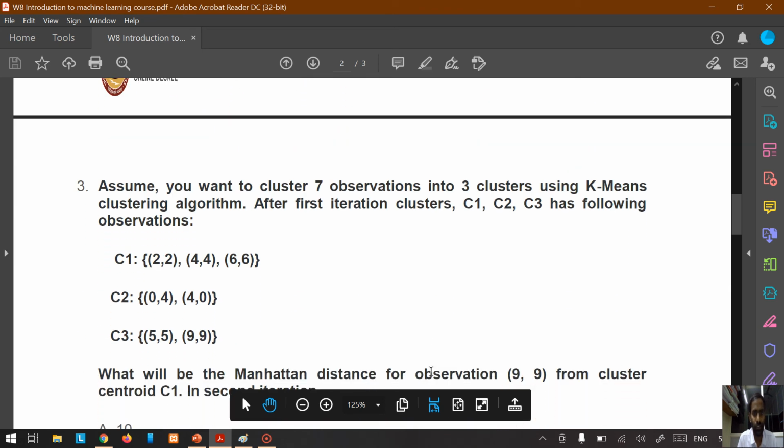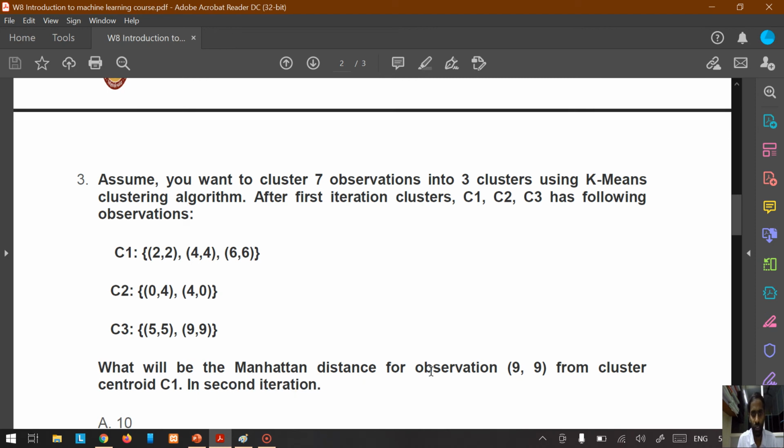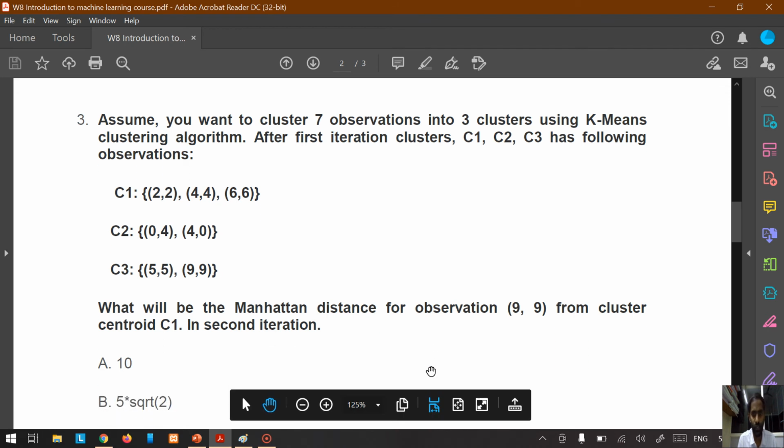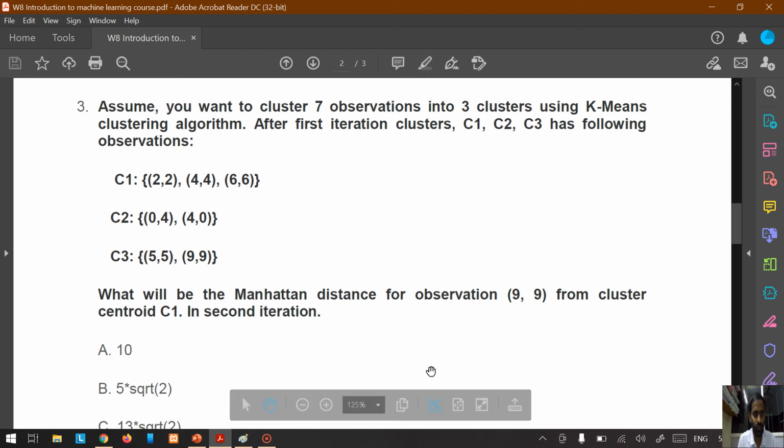You want to cluster 7 observations into 3 clusters using the k-means clustering algorithm. After the first iteration, clusters C1, C2, C3 have the following observations. What will be the Manhattan distance for the observation (9, 9) from cluster centroid C1 in the second iteration? The k-means algorithm mainly works based upon distance metrics. We have different distance metrics, such as Euclidean distance and Manhattan distance.